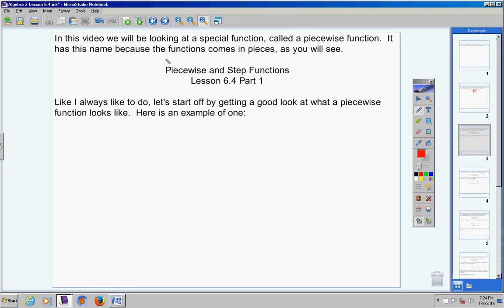Like I always do, let's start off by getting a good look at what a piecewise function looks like, okay? Here is an example of one. Now, as I'm rambling, please copy this in your notes. We're going to use this after I get done talking about this. We're going to use this for our first example in just a minute. We're going to do a couple things to this piecewise function, okay? So, copy this down, and while you're copying, keep one ear open, okay?